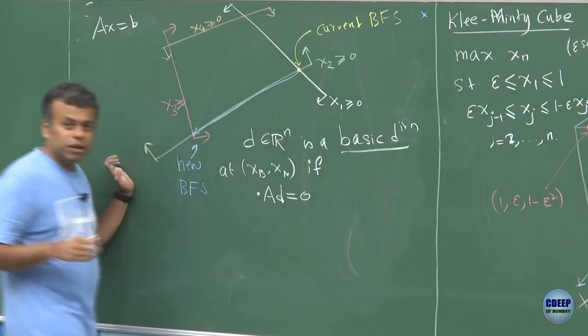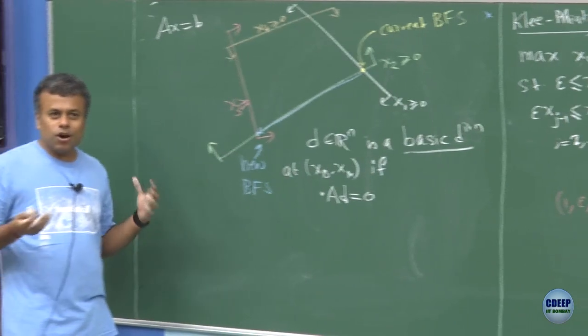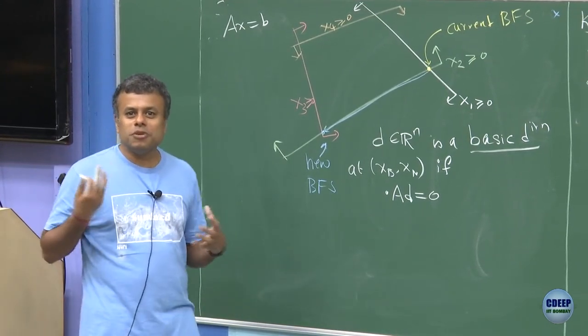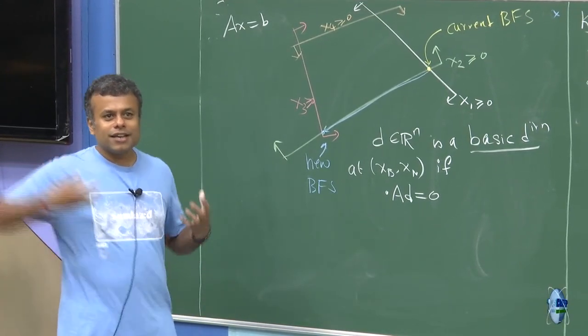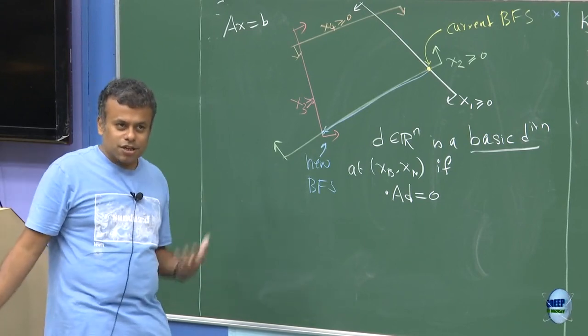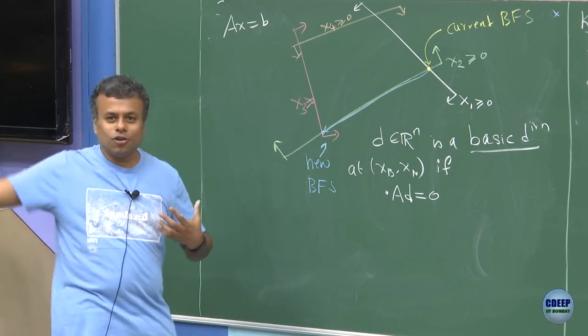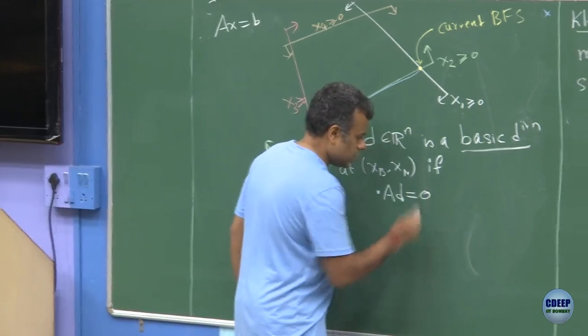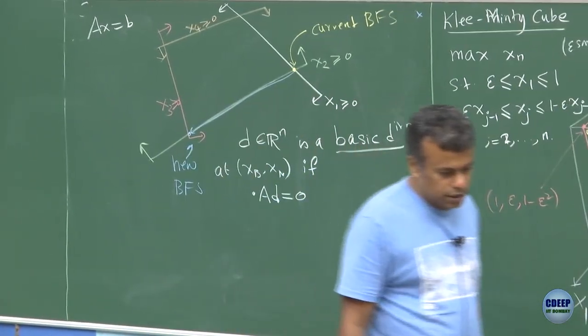I want Ad to be equal to 0, right? Because I want x plus alpha d to be feasible, and Ax is already b. So if A(x plus alpha d) must also be equal to b, then Ad must be 0. So that is necessary, okay.